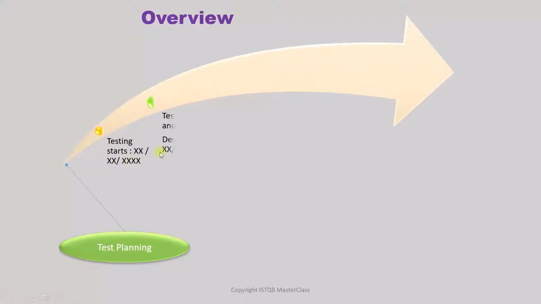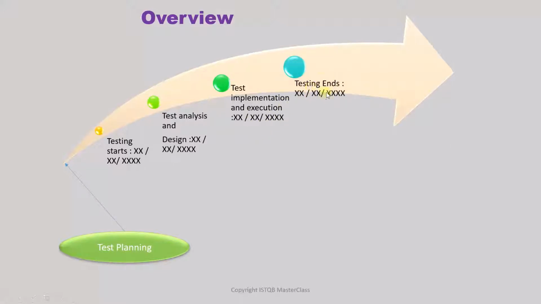The first stage is test planning. Here we create the roadmap for our tests. We decide when the testing starts, when test analysis and design takes place. Then we note when test implementation and execution should happen. And finally, when testing ends. After all that, we also have to set a date for software release. So this is the plan.